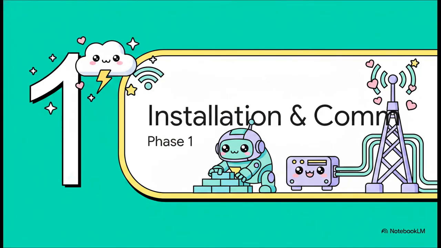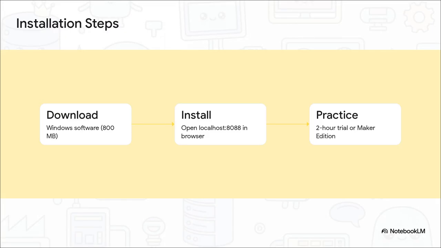Installation and communication setup. Because every great build starts with a rock-solid foundation. First things first, let's actually get the software running. You'll head over to inductiveautomation.com and download the Windows software. It's just a straightforward 800 megabyte executable. Once you've got that installed, simply open your web browser and type in localhost:8088. That right there is the default port where your Ignition gateway lives.